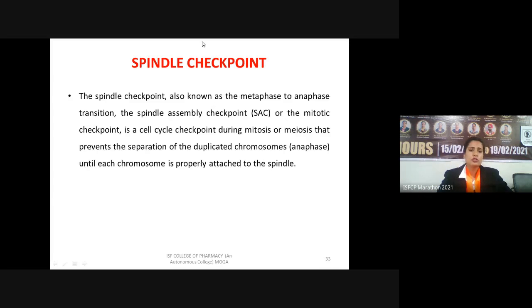It is known as the spindle assembly checkpoint, or SAC, or the mitotic checkpoint. It is a cell cycle checkpoint during mitosis or meiosis, which prevents the separation of the duplicated chromosomes. Why? Because the separation of these chromosomes occurs at anaphase, the second last phase of mitosis. So until each chromosome is properly attached to the spindle, it makes sure that the chromosomes are properly attached to the mitotic spindle, and their division is equally done.